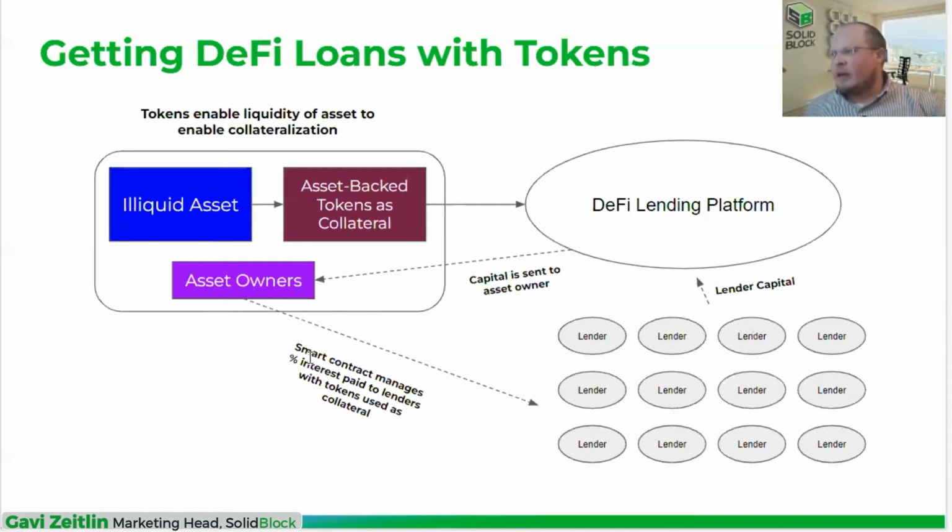And the smart contract is going to manage the percentage of interest that's paid to lenders, with the tokens being used as collateral. So basically, let's say there's a payment term where you have to start paying back, I don't know, 5% once 6 months start. And let's say you don't get to that point, the smart contract will automatically take your tokens and move them to these people, and they can go liquidate it and get their funds back.